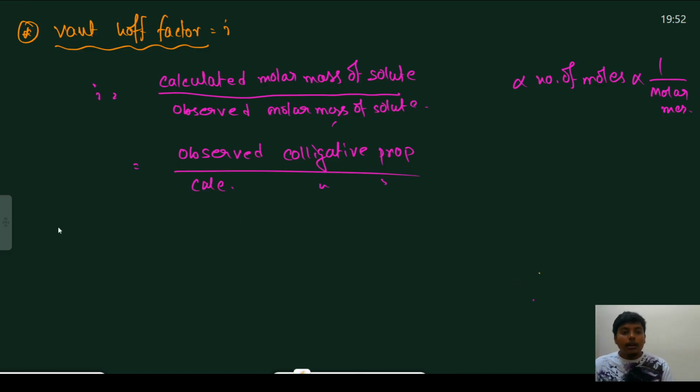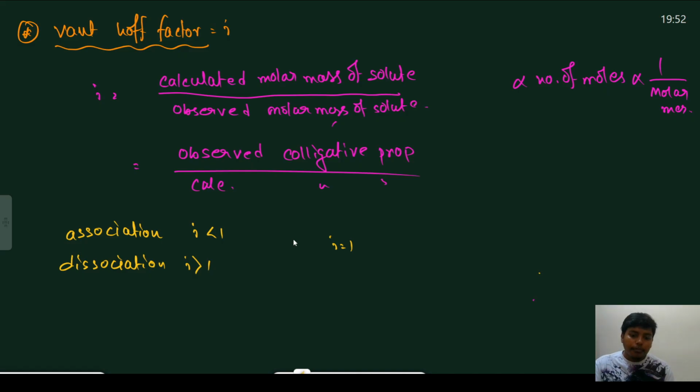Now remember, when association happens, the i value is always less than 1. When dissociation happens, when dissociation is possible, the i value is more than 1. And when nothing is possible, i equals 1 always. Now how to find out the i value?